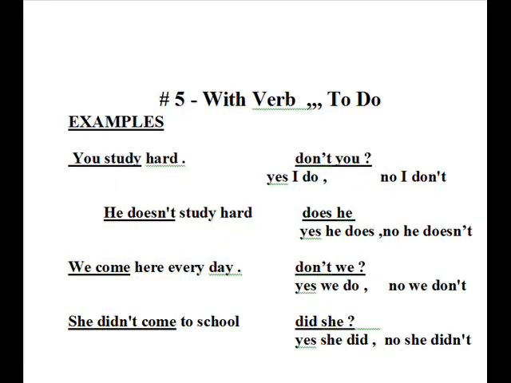Example: you study hard, don't you? Yes, I do. No, I don't. He doesn't study hard, does he? Yes, he does. No, he doesn't. We come here every day, don't we? Yes, we do. No, we don't. She didn't come to school, did she? Yes, she did. No, she didn't.